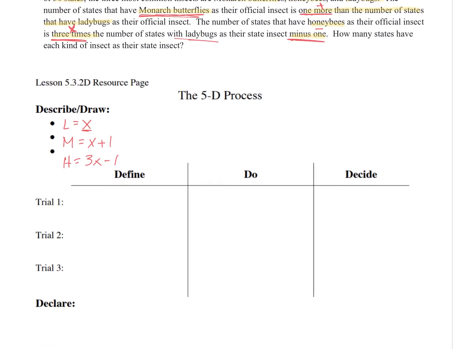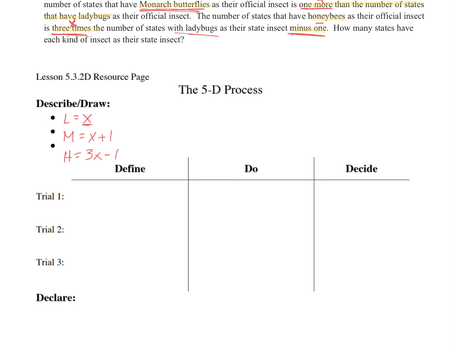So we need to define here. We already kind of defined our values up here. So we have L, M, and H, to find our variables. All right. So here we're just plugging in a random number to try to see if it's too big, too small, or maybe we get it on our first try. So I'm just going to choose 5. Five and 10 are pretty easy numbers to work with. So I'm just going to go with 5 first.